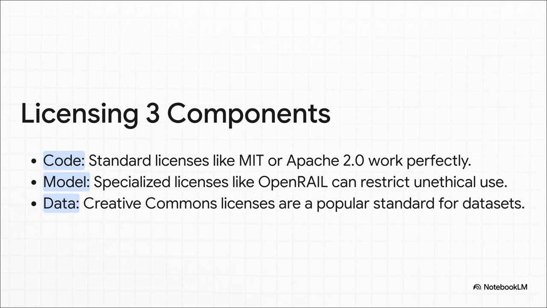First, your code. Your Python scripts, your training loops, standard licenses like MIT are perfect for this. Second, the model itself, the actual file with the trained weights. This is different. New licenses like OpenRAIL are popping up specifically to restrict how a model can be used. And third, and this is a big one, your data. You have to have the rights to use it in the first place, and you should license it clearly, often with something like a Creative Commons license.